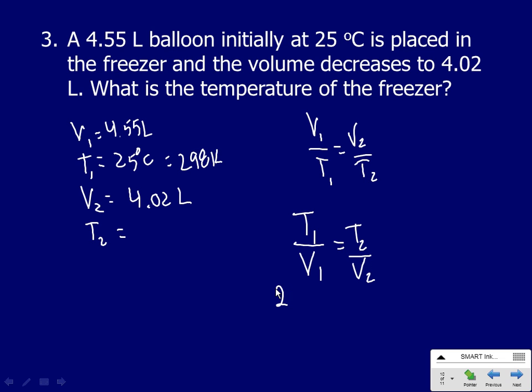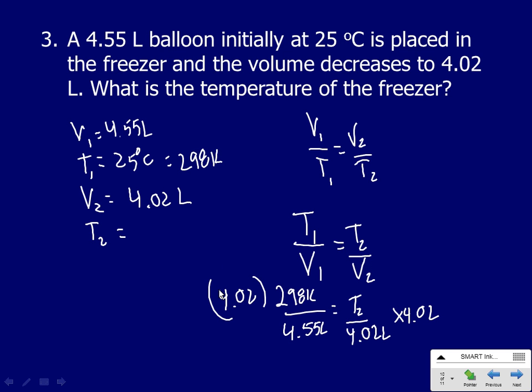We've got 298 Kelvin there. We've got 4.55 liters, T2, and then I have 4.02 liters, and I'm going to multiply both sides by 4.02. It means I deal with this mathematically just like the other ones I've done. I'm going to multiply it by 4.02, and I'm going to get my temperature, and it's going to be in Kelvin, but that's okay. But that is easier than rearranging on the bottom.